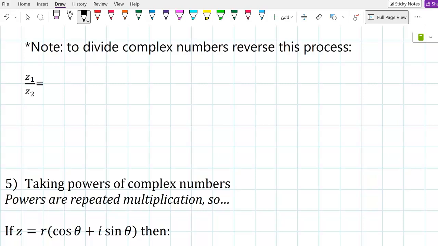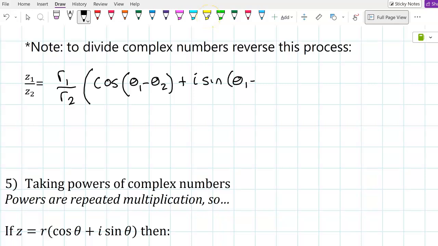So if you have z1 divided by z2, you divide the radii, so you do r1 divided by r2, opposite of multiplication, and then you do times the cosine of the subtraction of the angles, so theta 1 minus theta 2, plus i sine of theta 1 minus theta 2. So division, in this case, is just opposite of multiplication, and it's just like subtracting. So you'll divide the radii and you'll subtract the angles.